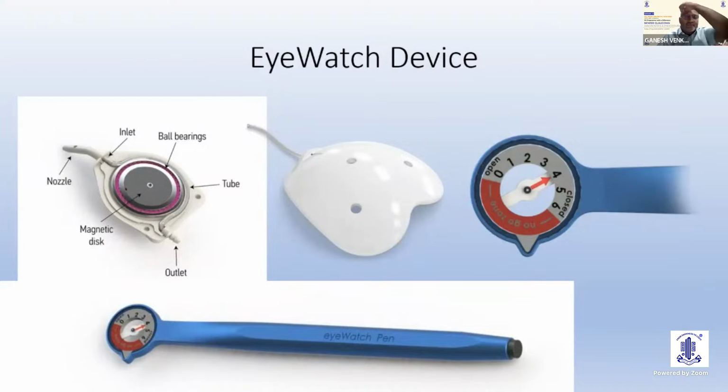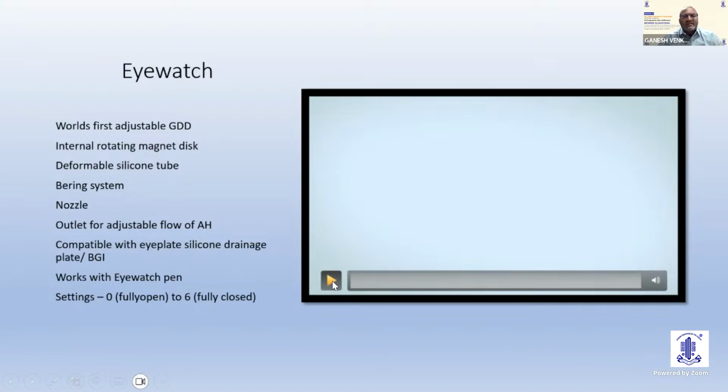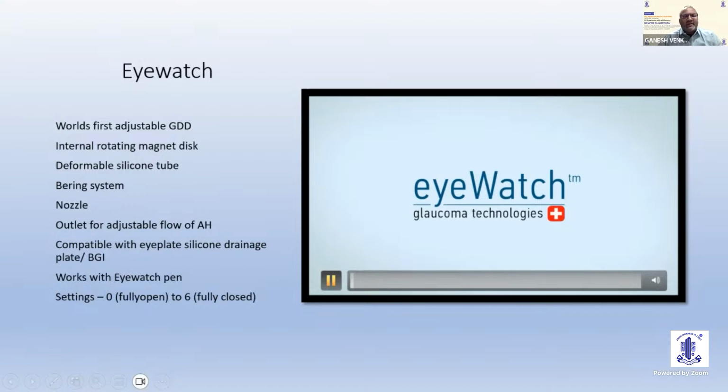Coming to other devices which help you titrate the intraocular pressure. This is the iWatch device, and it's an implantable device. It is the world's first adjustable glaucoma drainage device. And it has an internal rotating magnet disc, and it has a default.